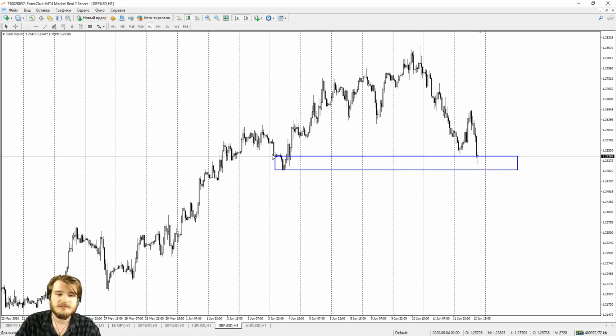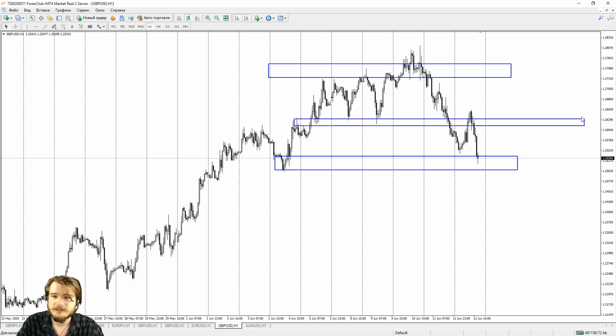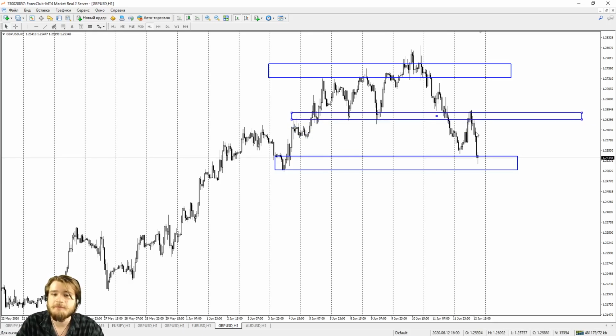So here you can see bounce, bounce, bounce, clearly a level, and then here you also see a lot of movement. Okay, that's the second step. So very clear levels. Also there's a breakout level right here. So I'd say like that.